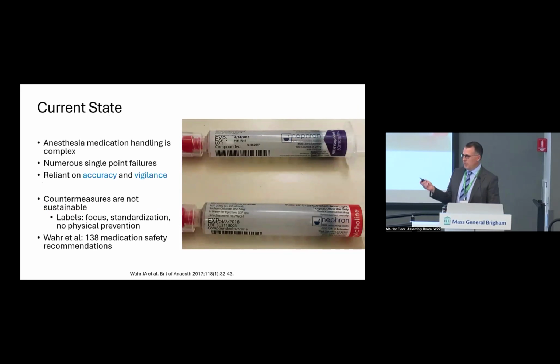And we've talked a lot about labels. Here's an example of poorly made labels. They require a lot of focus. They require standardization that we don't have. They don't physically prevent anything. And the big issue with labels is that they're trying to serve too many users.